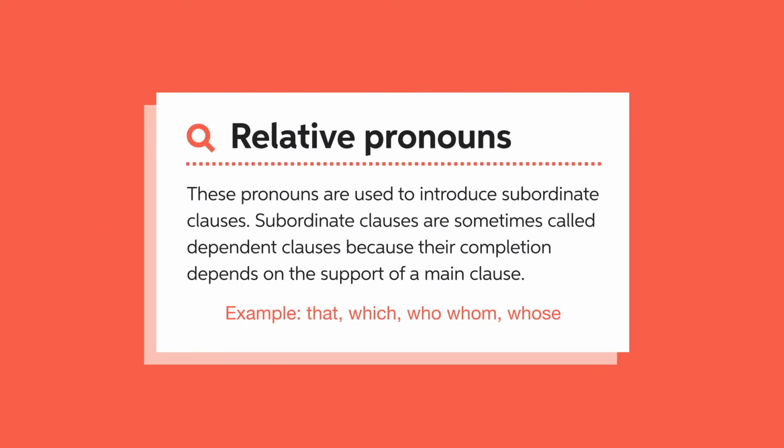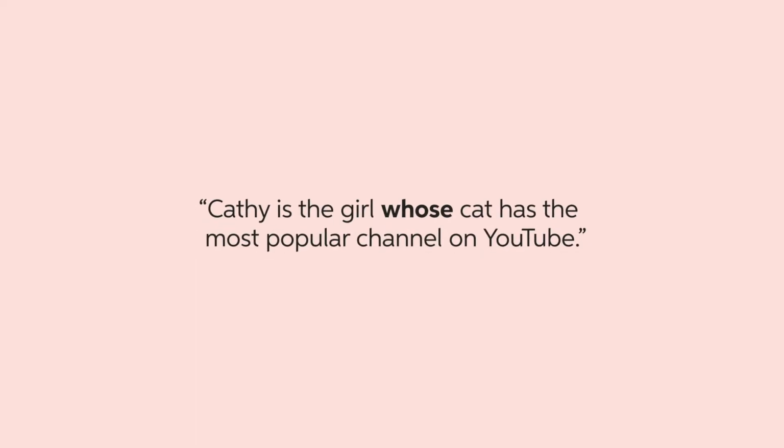Relative pronouns are used to introduce subordinate clauses. Subordinate clauses are sometimes called dependent clauses because their completion depends on the support of a main clause. The words used to introduce subordinate clauses are that, which, who, whom, and whose. Kathy is the girl whose cat has the most popular channel on YouTube.